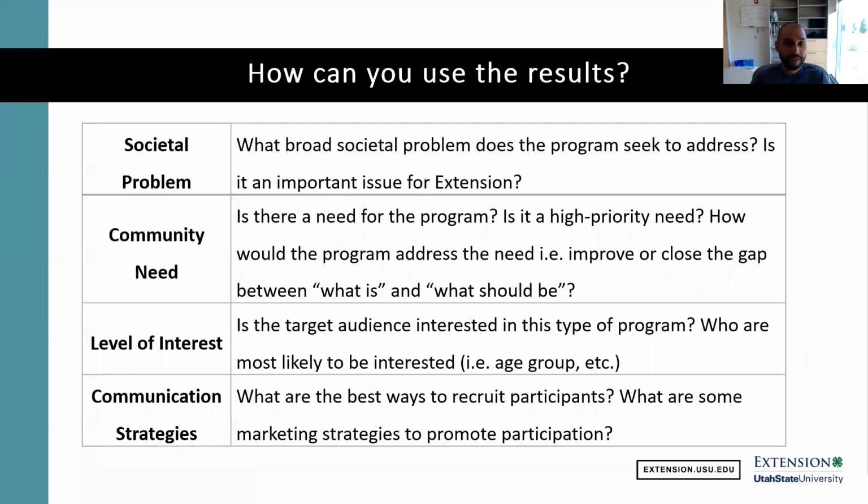So this table is just an overview of how you can use the results. The table basically outlines how to apply the findings of the statewide needs assessment to your program. Start by asking, what broad societal problem does your program address? Is it an important issue for extension? You can look at the long list of societal issues presented in this study and try to connect at least one to your program. Remember that this does not need to be the most direct connection. You can use a string of logic to connect your program.